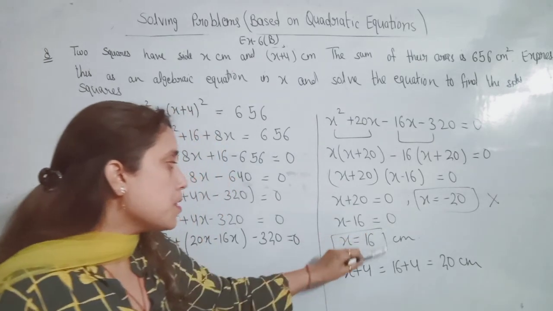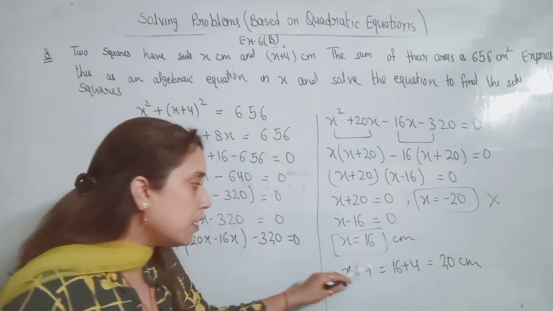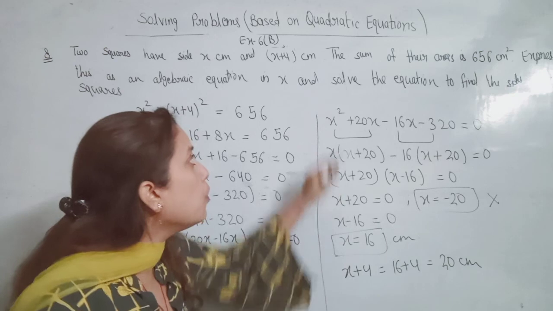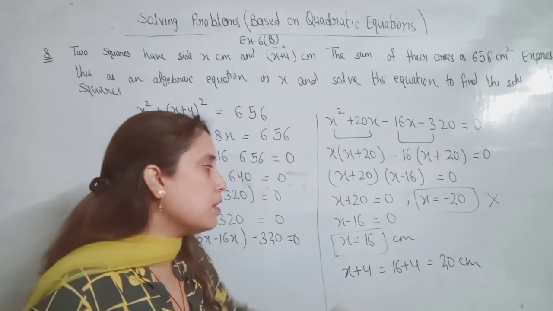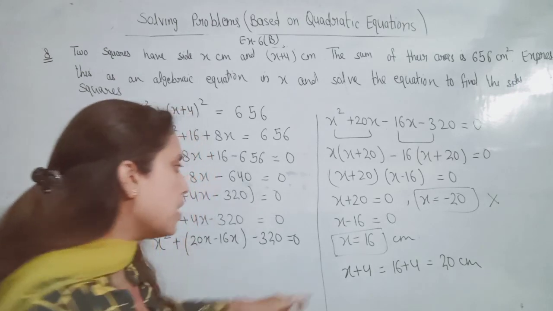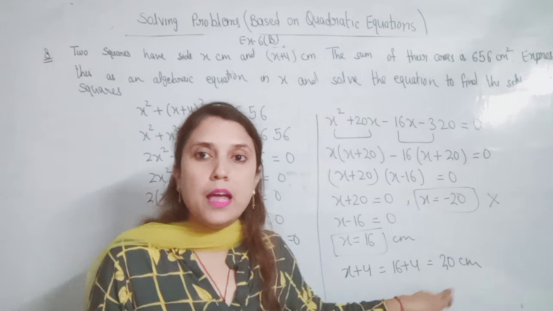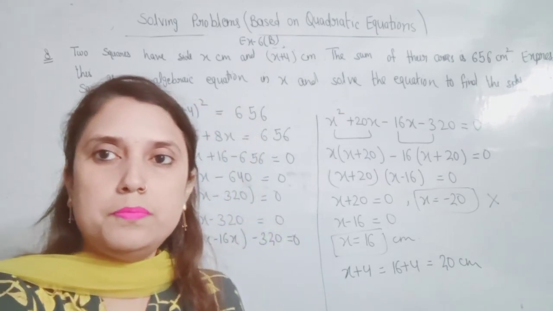So the side of one square is 16 centimeter and the side of the other square will be x plus 4, as given. 16 plus 4 is equal to 20 centimeter. So the sides of the squares are 16 centimeter and 20 centimeter. Now let's do the next question.